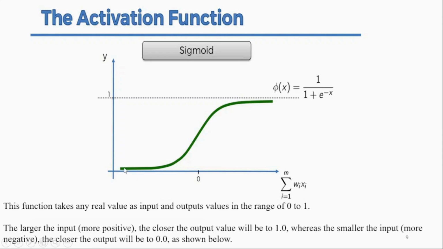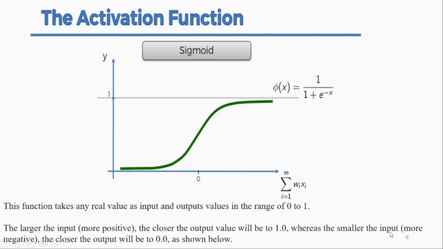So it means that from the input start from here up to this point, the input is not positive or rarely positive, meaning negative. So that's why the output value is closer to 0. But from this point the input value becomes more positive. That's why the output value is nearly closest to 1.